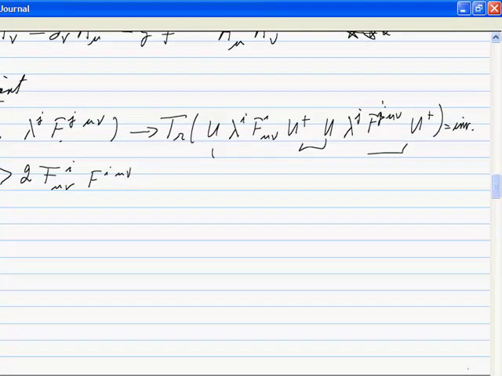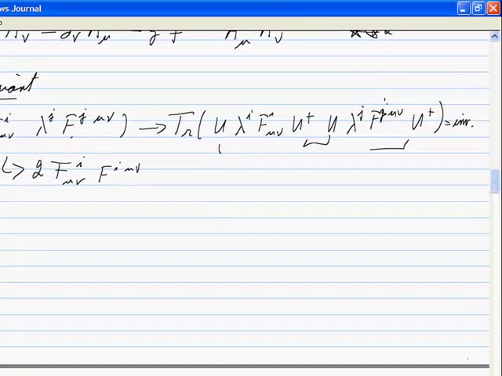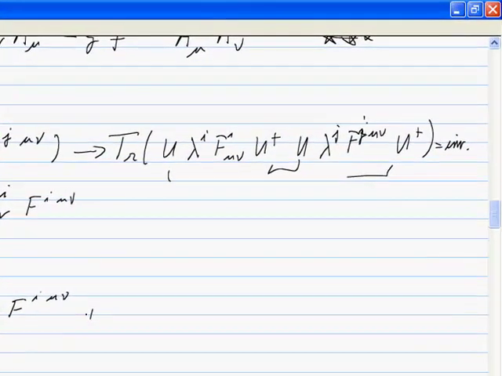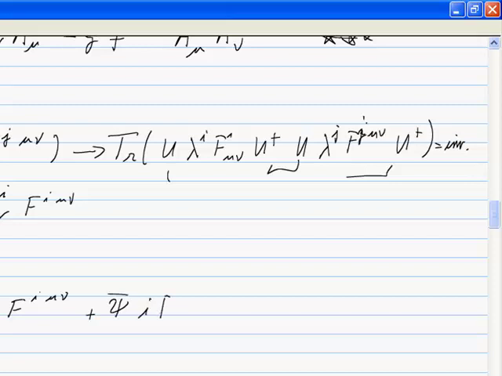That's gauge invariant. So then overall the Lagrangian is minus a quarter F i mu nu F i mu nu plus psi bar (i d slash minus m) psi. So that's the Lagrangian that has an SU(n) gauge invariance.